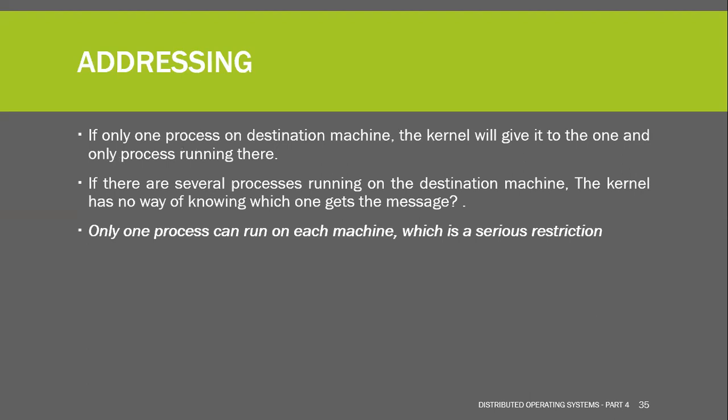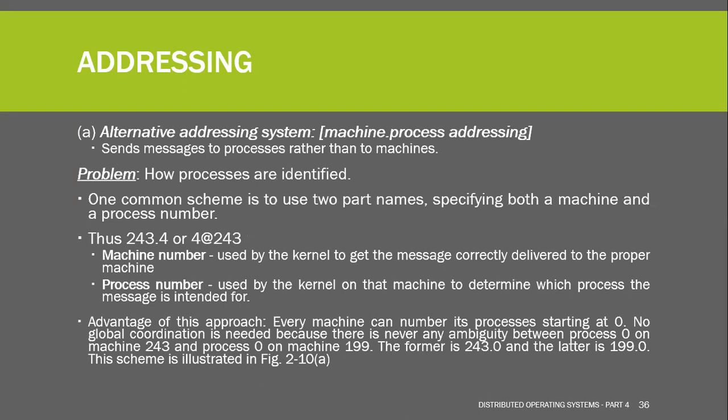If there is only one process on the destination machine, the kernel will give the message to the one and only process running there. If there are several processes running on the destination machine, the kernel has no way of knowing which one gets the message. Only one process can run on each machine, which is a serious restriction of this addressing mechanism. An alternative addressing system sends messages to processes rather than machines.